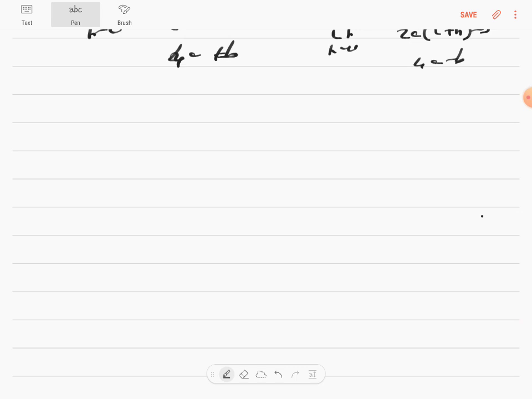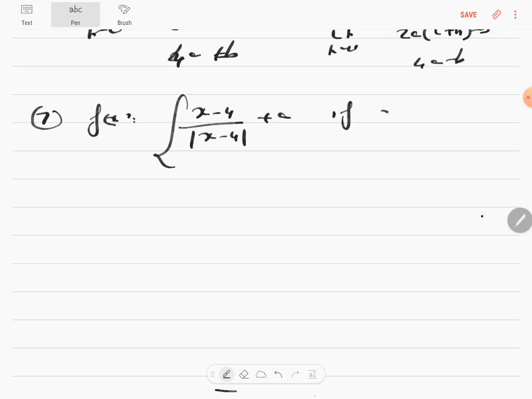So let's go to the next sum. The next sum is the 7th sum. f(x) is equal to (x minus 4) by mod of (x minus 4) plus a if x is less than 4, and a plus b if x is equal to 4.